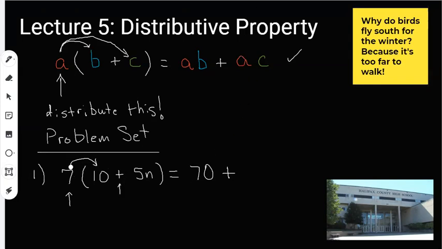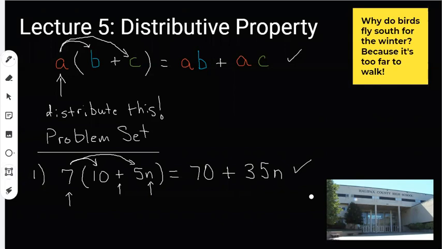And now I'm going to take the 7 and I'm going to multiply it by the 5n. So if I take 7 and I multiply it by the 5, I'm going to get 35. But there's an n attached to it, right? This is the variable. So I need to leave that n next to the 35. And I'm done. And that's the distributive property in a nutshell. All you're trying to do is you're trying to multiply everything on the inside by whatever's on the outside.